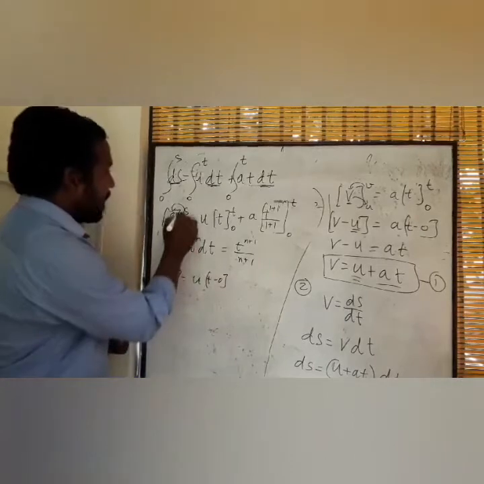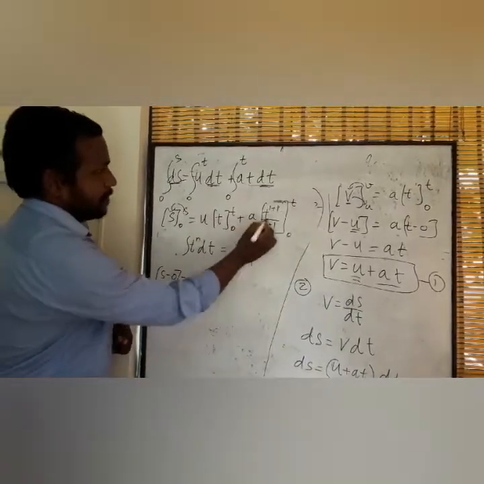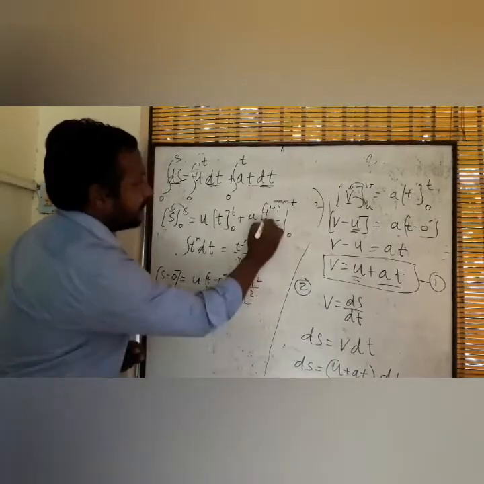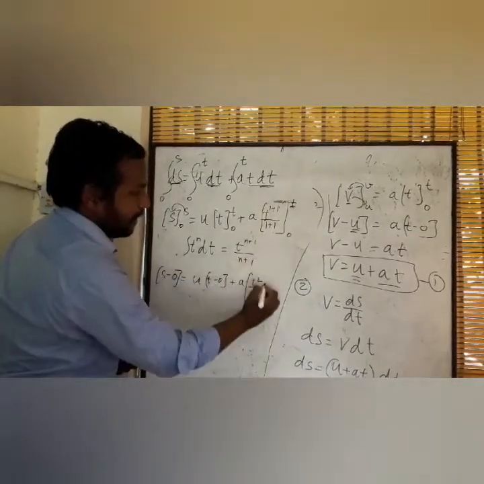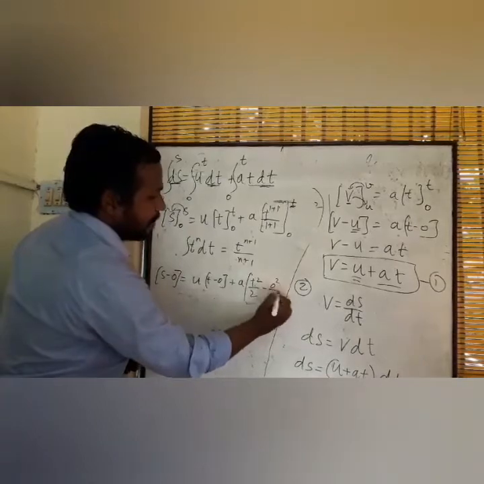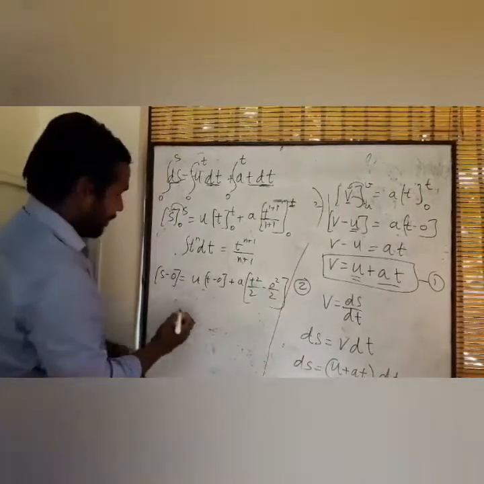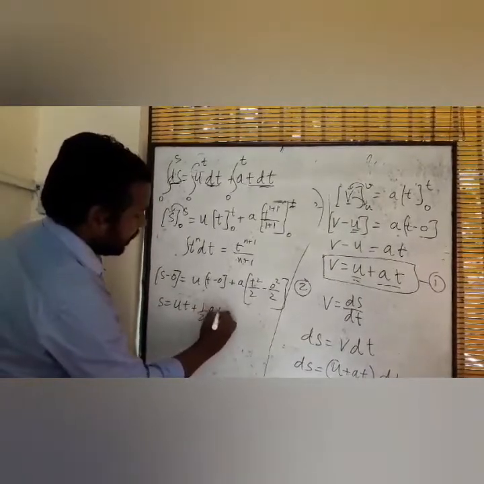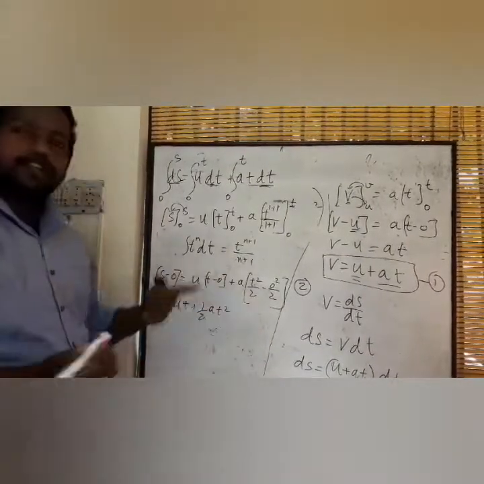Always keep it in mind: higher limit minus lower limit, higher limit minus lower limit. Plus a t square divided by 2. The small t I have taken as small t only, minus 0 square, lower limit, by 2. So s is equal to ut plus half a t square. 0 square will be 0.